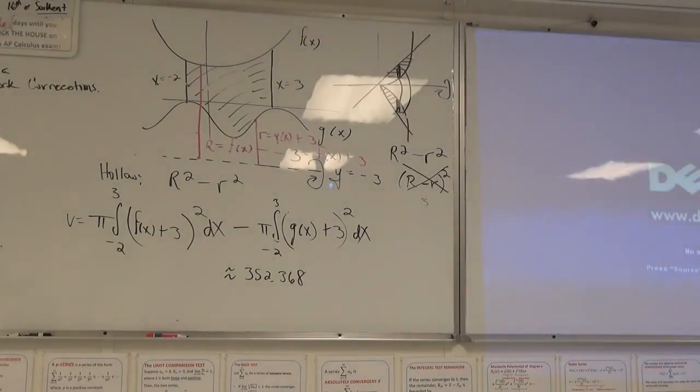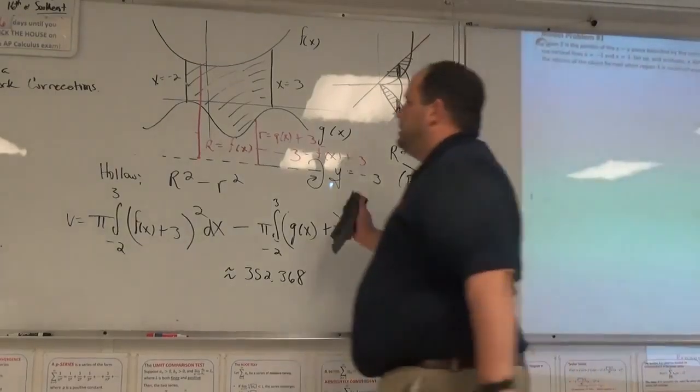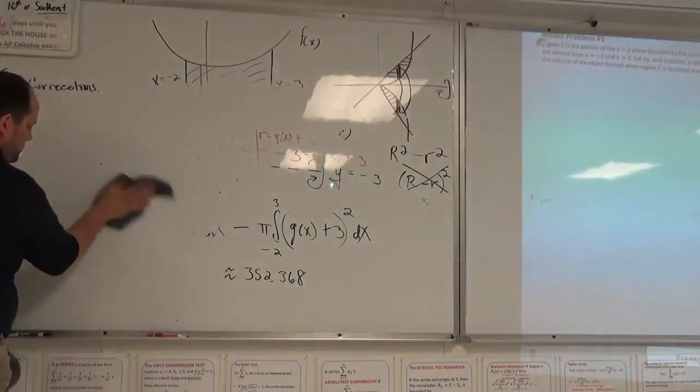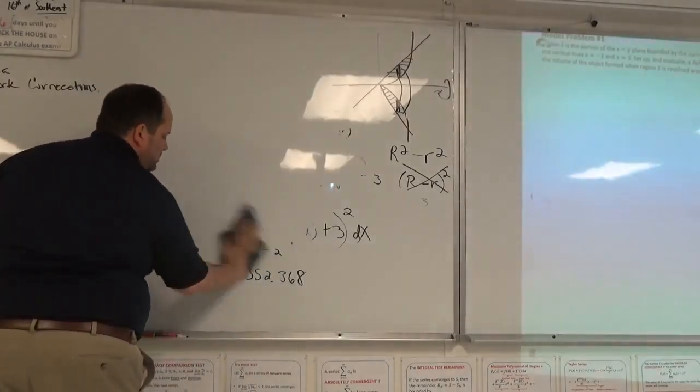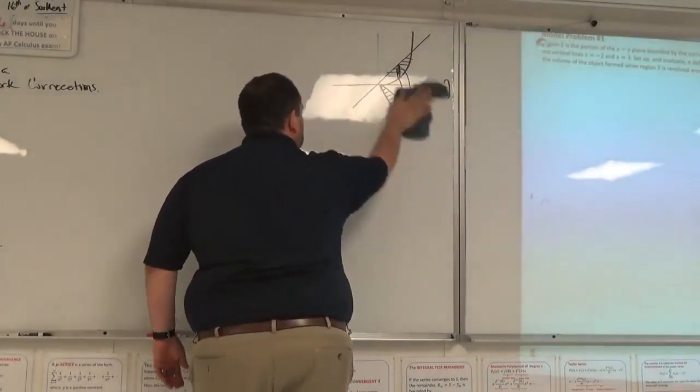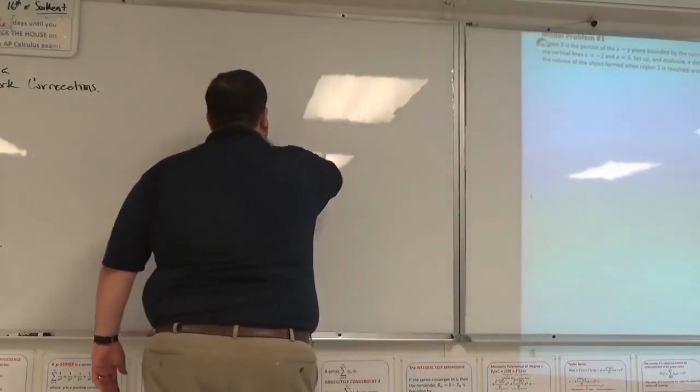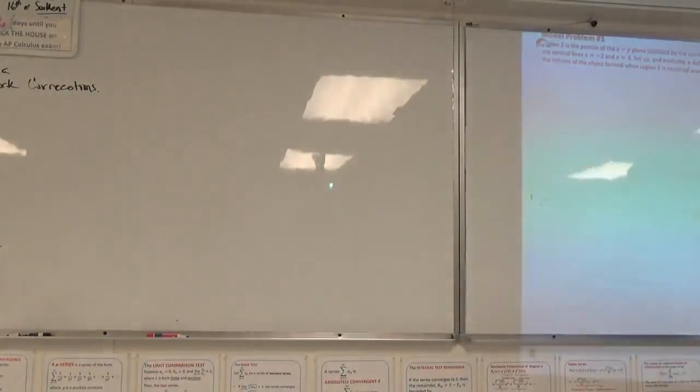So this one is 0 to 2. Big R squared is like up and down like x, right? Big R, and it's revolving around the x-axis.